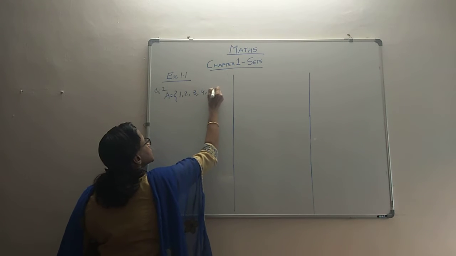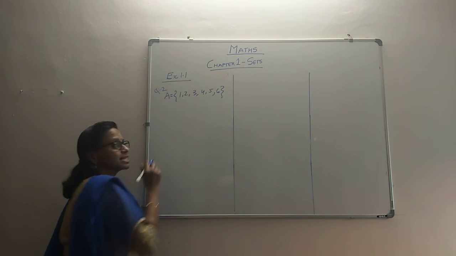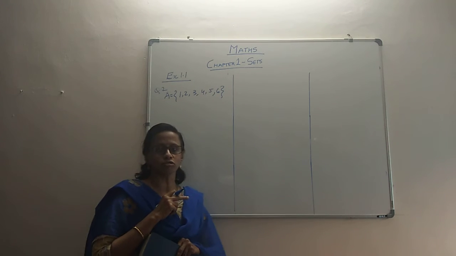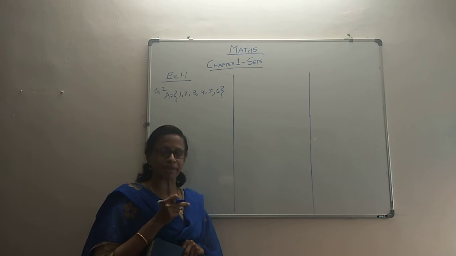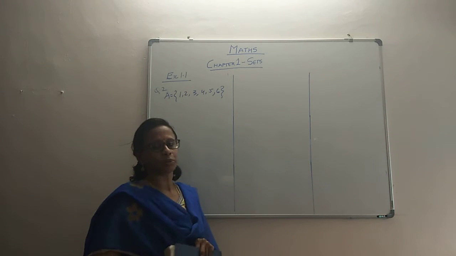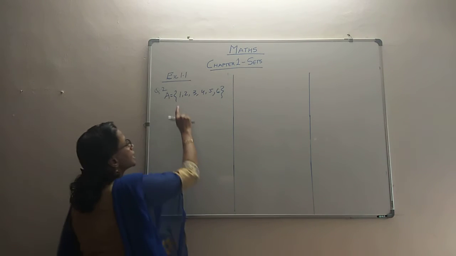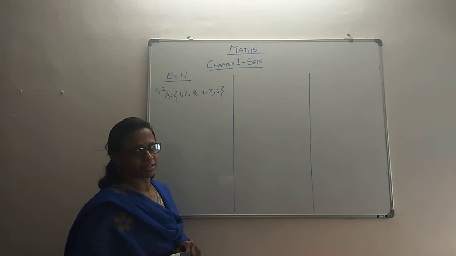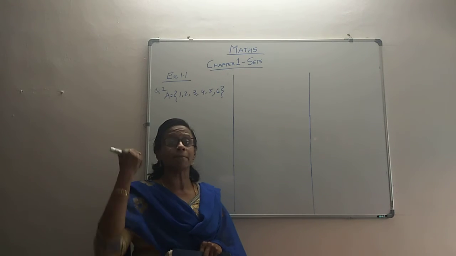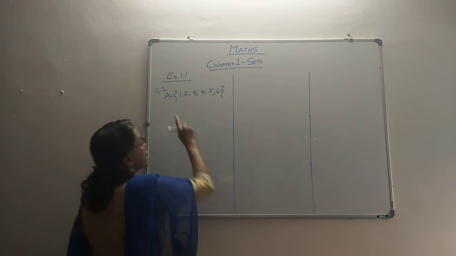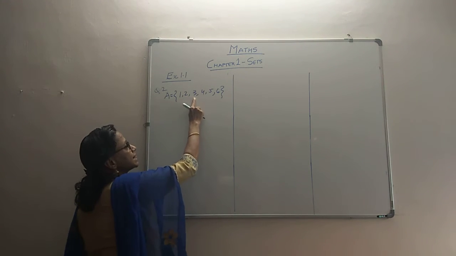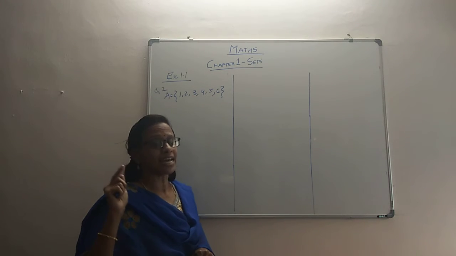Because we have the set with so many elements listed, this kind of representation of a set is also called roster form or listing method. These are the elements, the members of the set. The elements of the set means the members of the set. So what all are the elements? 1 is there, 2 is there, 3 is there, 4 is there, 5 is there, 6 is there.